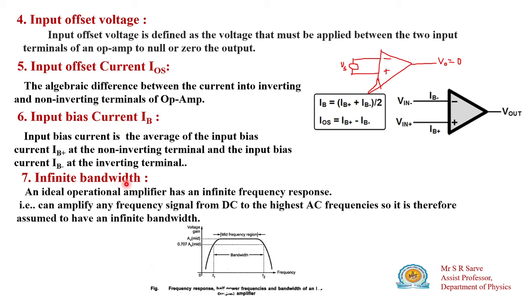And next is the bandwidth. Okay, so these are the currents we have to take when your output is 0.